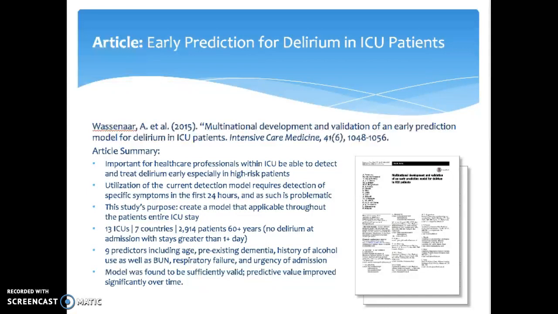At the end of the study, the researchers found 9 predictors that could be detected throughout the entire length of stay. Some were ones we've mentioned before, such as age, or a history of alcohol use or substance use. These also included pre-existing dementia, certain results within their BUN, which is a type of blood work, respiratory failure, and the urgency of the admission, so basically the status of admission.